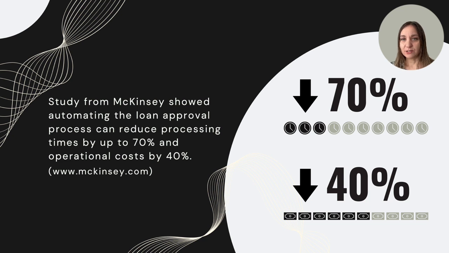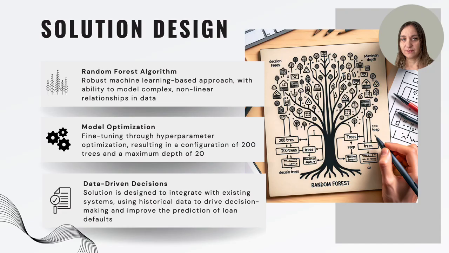I found something interesting. A study from McKinsey suggests that using technology to help with loans can make things way faster, like 70% faster, and also cheaper by 40%. Imagine the time and money that can be saved.